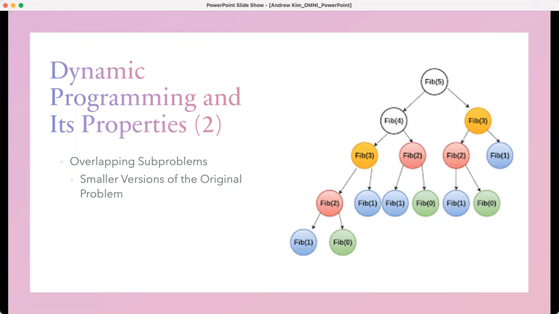Let's take the Fibonacci numbers as an example. To find the fifth Fibonacci number, we need to break it down into the following subproblems. If you look at the Fibonacci tree here, we have the overlapping subproblem pattern as the first Fibonacci number has been evaluated 5 times and the second Fibonacci number has been evaluated 3 times. Therefore, it's fair enough to say that Fibonacci numbers have overlapping subproblems.